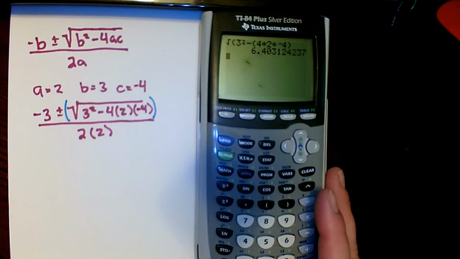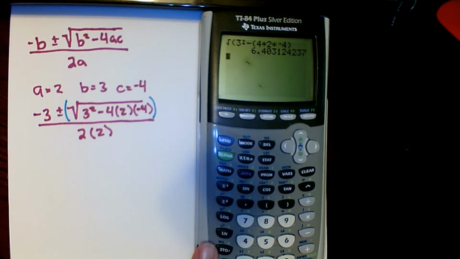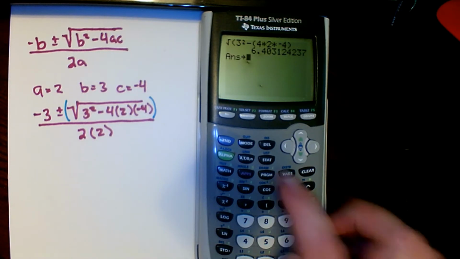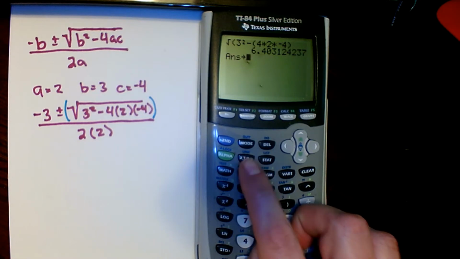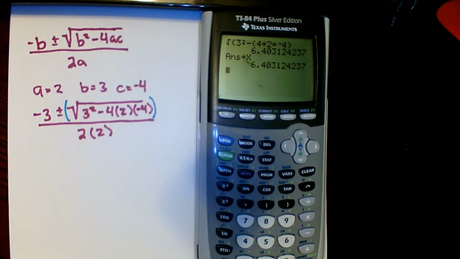And then here's the tip. I'm going to store that number. If you look down here at the bottom, right above the on button, there's an STO button. You push that. We're going to store that answer in X. This button here right below the mode button, push that and hit enter. So what that does is it stores that number there. Anytime you use it, it's going to be stored there until you replace it with something else.